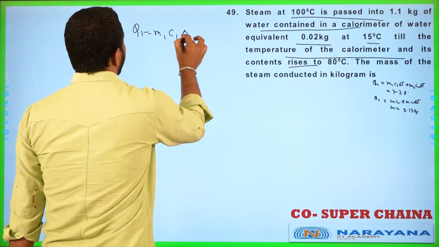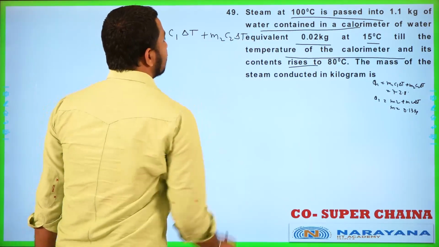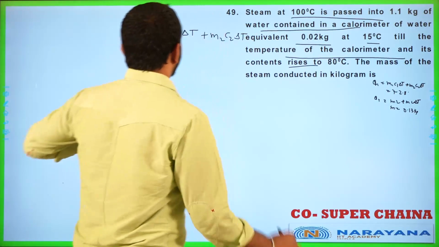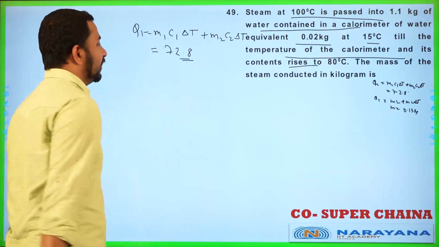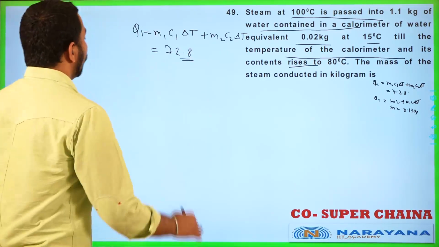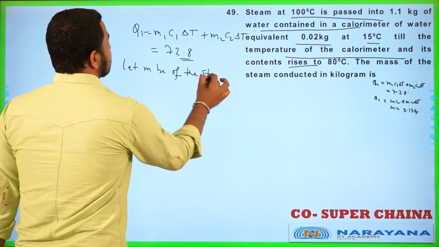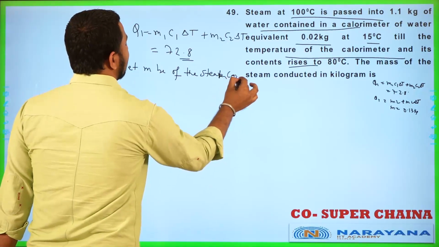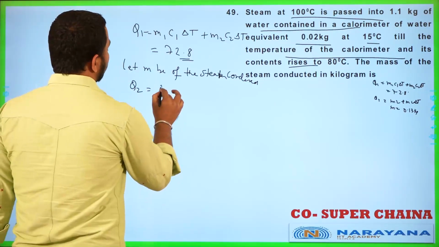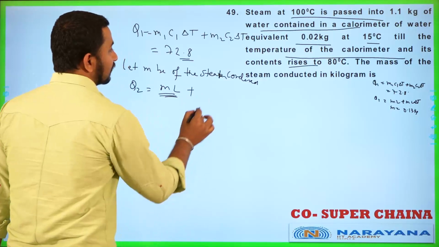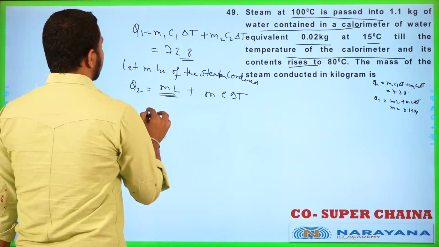So we write M1 C1 delta T plus M2 C2 delta T. Initially we have taken water and calorimeter, and we will find the heat exchange during this. If you simplify this, it will come to around 72.8. Now let M be the mass of steam condensed here. So we'll write it as Q2. Q2 will be, first there will be change of state, plus M S delta T here. So these two have to be equated, right?